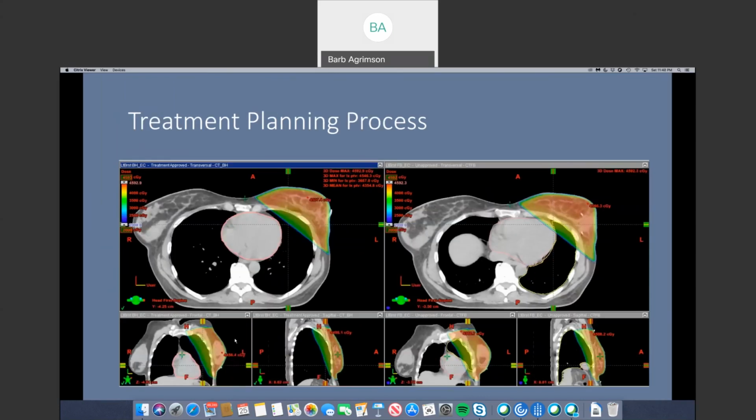Dose distribution displaying this breath hold technique is seen on the left-hand side of the image, and then on the right is the free breathing. So as you can see, the breath hold technique will keep the heart out of the treatment field on the left-hand side, thereby reducing the dose that the heart receives. If the patient is free breathing, their heart is going to be in and out of the treatment field and receiving more dose.